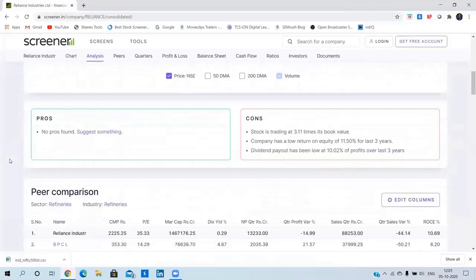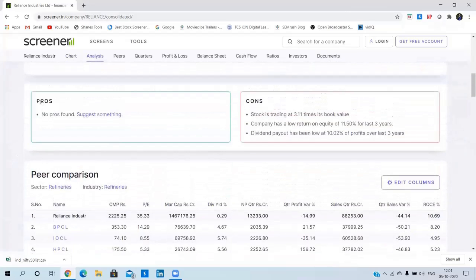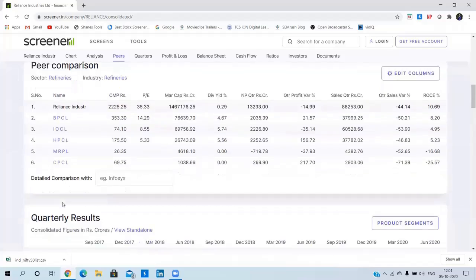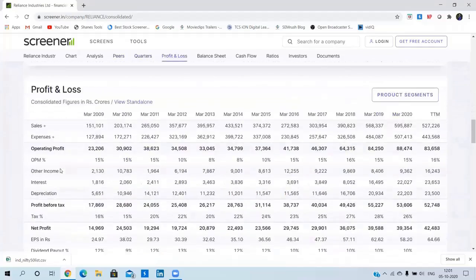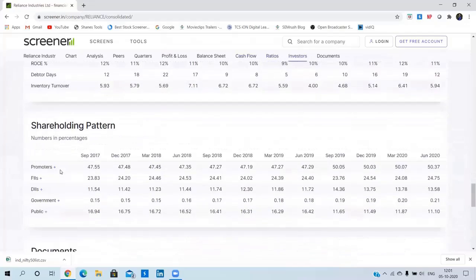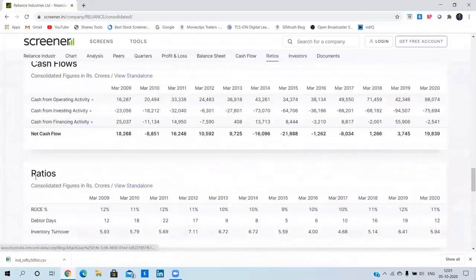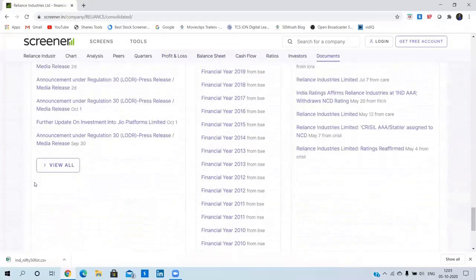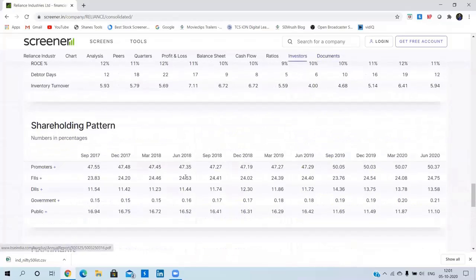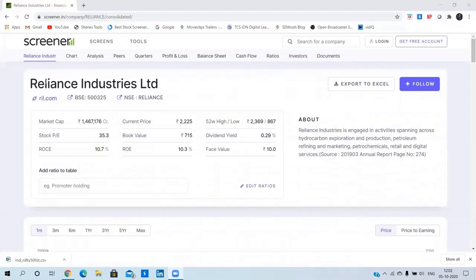Okay, scrolling down, they also mention pros and cons. Then comes peer comparison, similar to Tickertape, then quarterly results, profit and loss. So you guys know that Tickertape and this Screener are quite similar to each other, right? They also provide the documents here. So if you want annual reports, you can download them from here. This was the user interface of Screener.